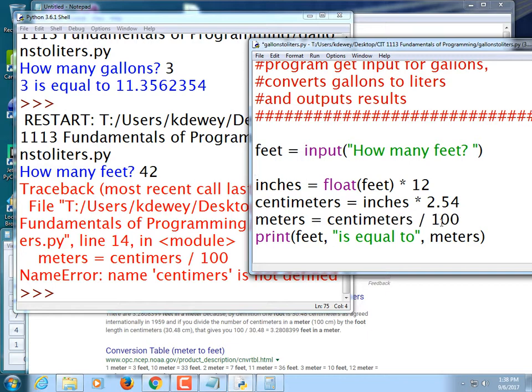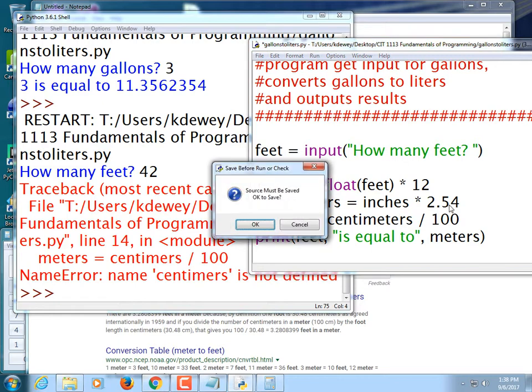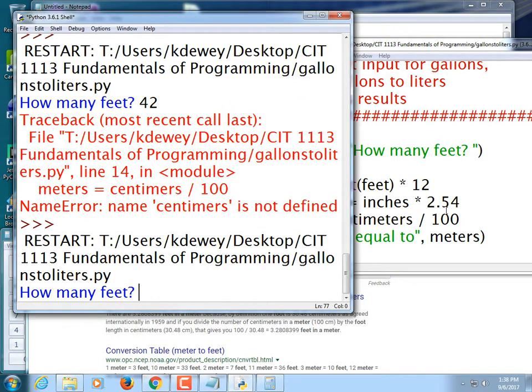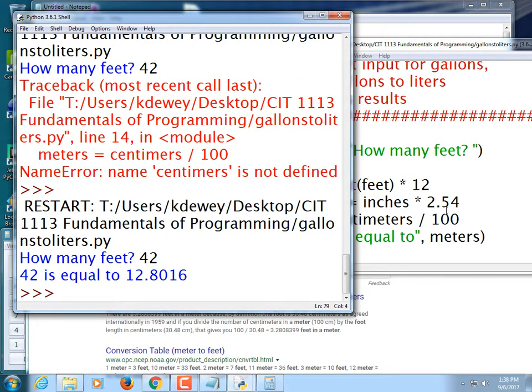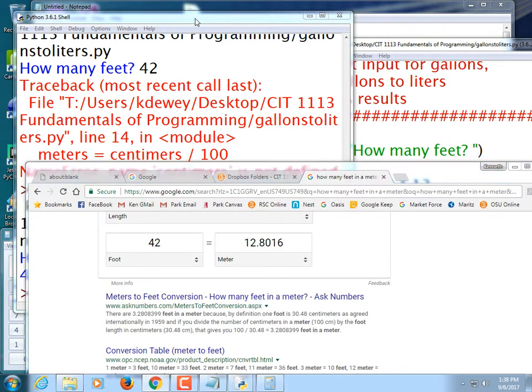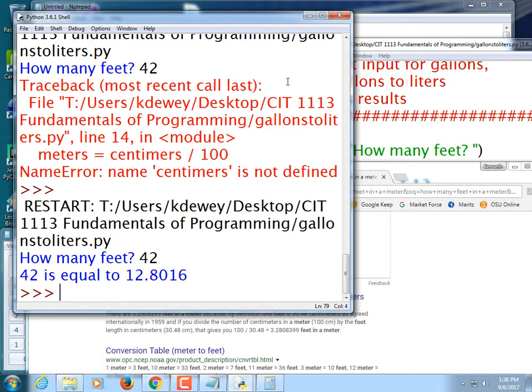And I shouldn't have to float everything, because I should have kept the float since I forced it into a float. What did I start with? 42? Yes! 12.8016. Was that easy or what?